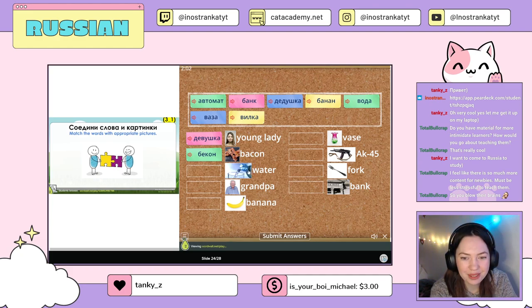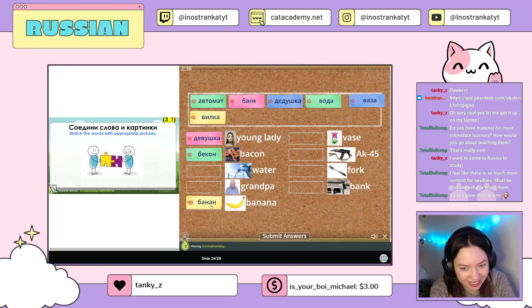Okay, next one. This doesn't sound exactly like it is in English, but it's a word from today's lesson. If you don't know this word, you can skip it and go to another one. Maybe the banana would be easier. Автомат. Banana. Nah, doesn't sound good. Банк. Banana. No. Дедушка. Mm-mm. Oh, банан. Sounds very similar, so take it.